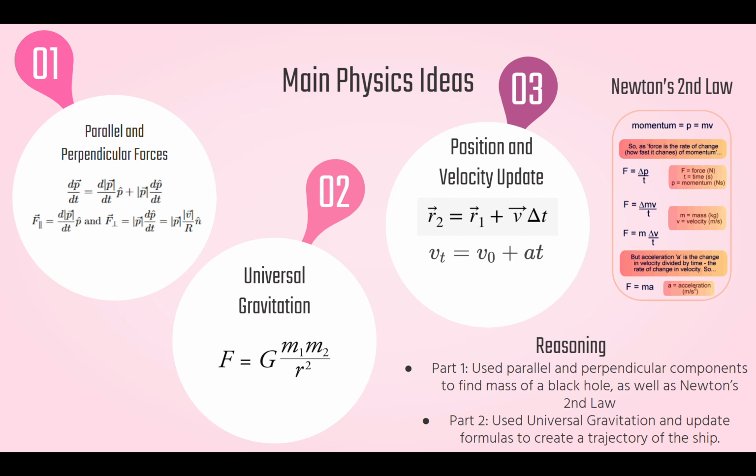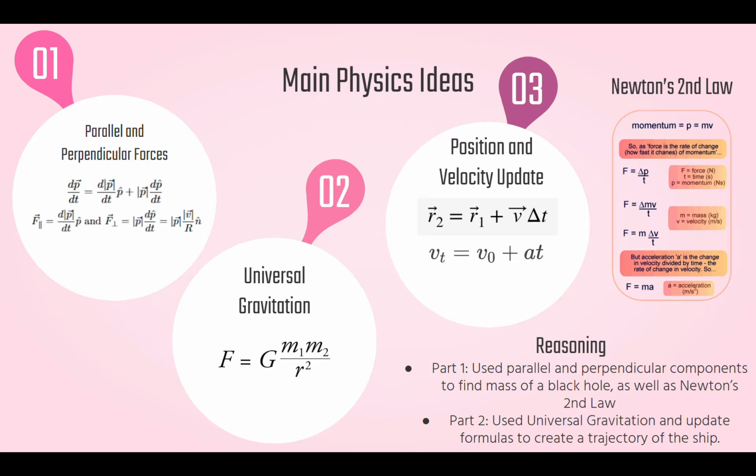Some main physics ideas, as before, are parallel and perpendicular forces. As in here, you can see that the sum of the parallel and perpendicular component in momentum is the same as the respective ones in parallel component of the net force and perpendicular component of the net force. So they are equal. The second physics idea is universal gravitation, which is G times mass of component 1 times mass of component 2 divided by the radius squared.